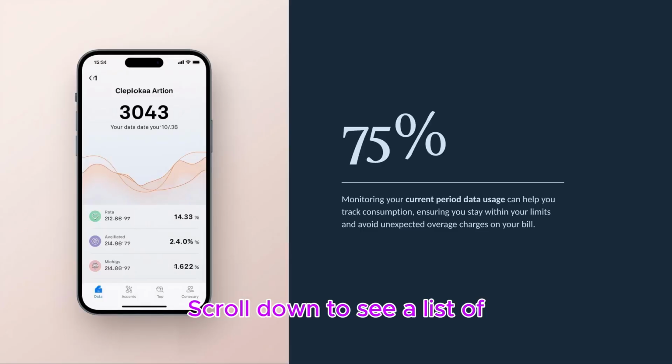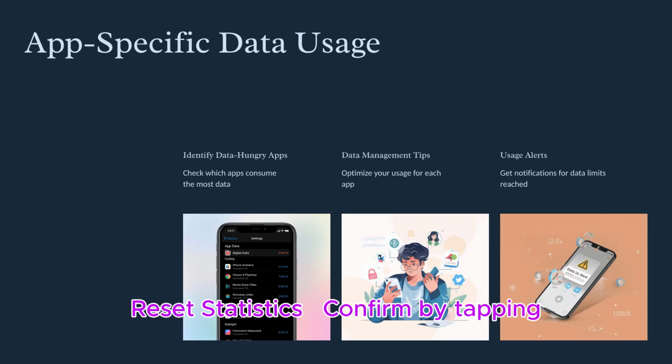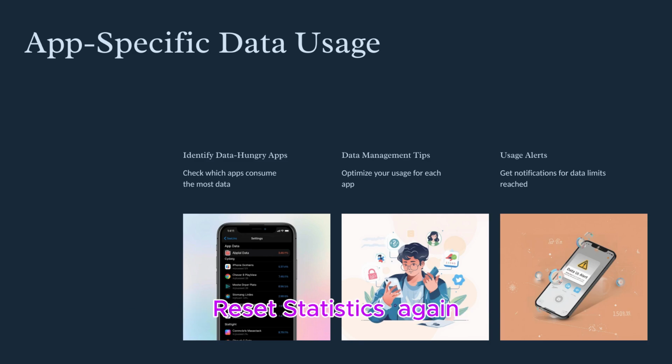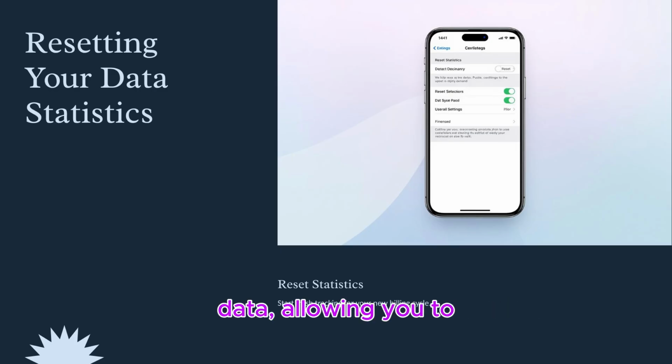Scroll down to see a list of all apps and their individual data consumption. To reset these statistics and start a new billing cycle tracking, scroll to the very bottom and tap Reset Statistics. Confirm by tapping Reset Statistics again. This will zero out the current period data, allowing you to monitor usage for your new billing month.